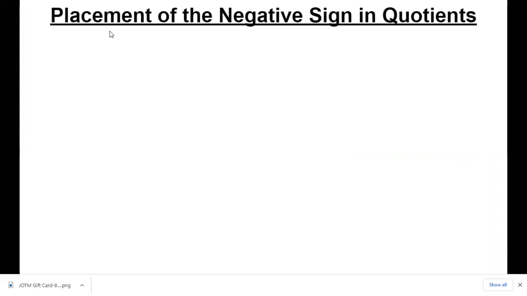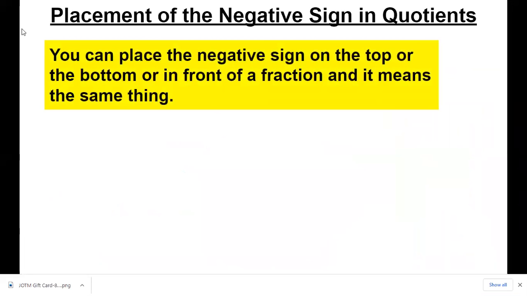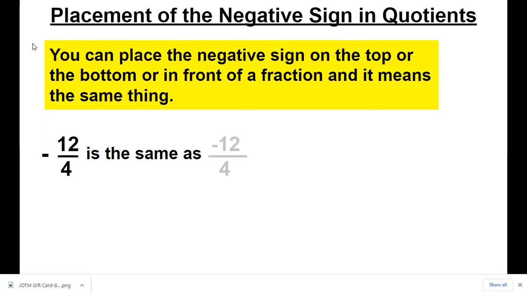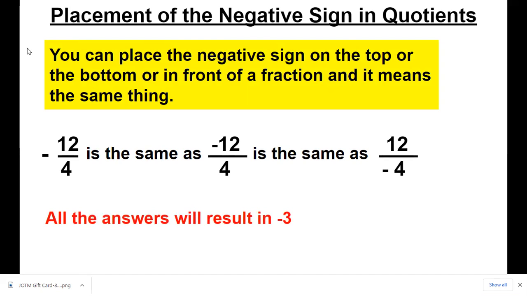We are talking about placement of the negative sign in quotients. You can place the negative sign on the top or on the bottom or in the front of a fraction, and it means the same thing. Let's take a look at this. So here's the negative sign in front of the 12/4, right? What is the answer to that? The answer to that is the same as putting the negative in front of the 12, which is the same as putting the negative in front of the 4. All of those mean the same thing. All of them will result in the answer of -3.